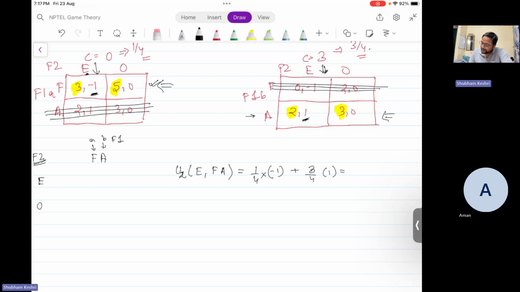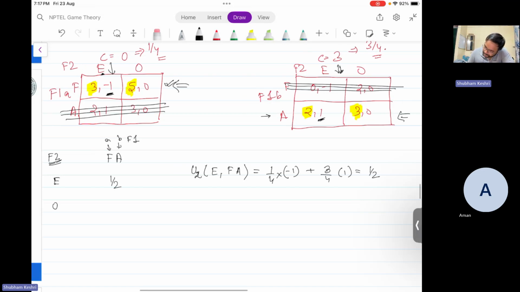Alright, so this will be 2/4, which is half. Therefore, this is half. Now U2 of out, when the other player is playing FA: 1/4 of the time he is playing out and the other player is playing F, he will get 0, plus 3/4 of the time he is playing out and the other player is playing accommodate, he will get 0. Therefore, he will get 0. Alright, so this is 0 and this is O.